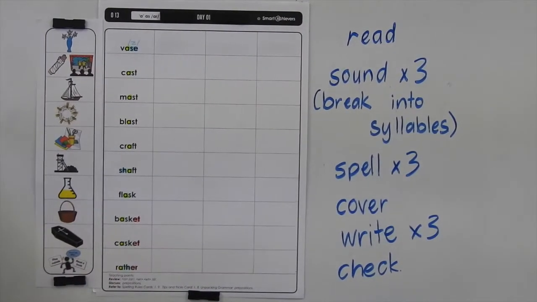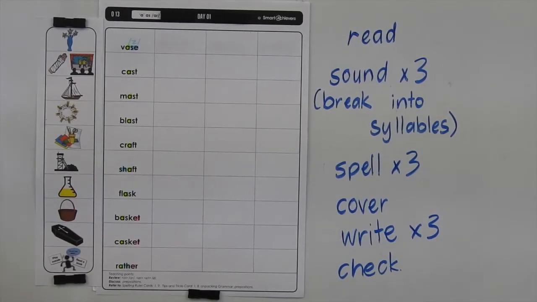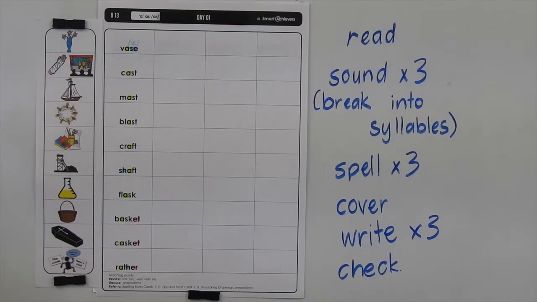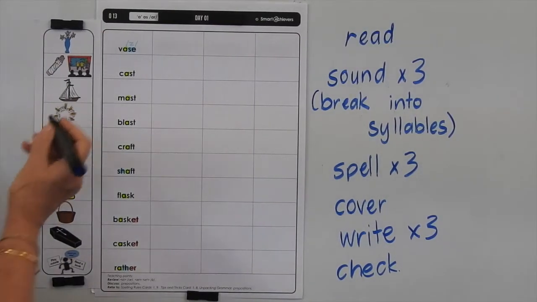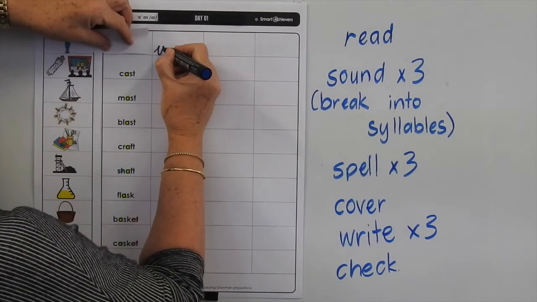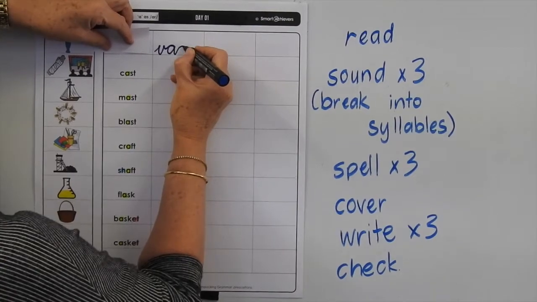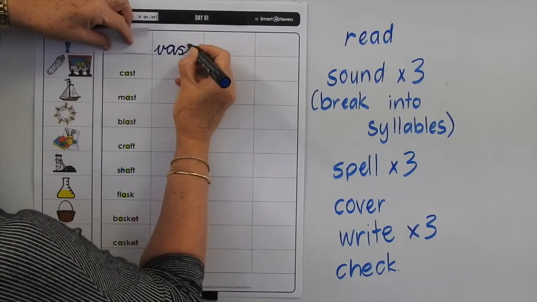Okay, let's go back and read the word, sound the word and spell the word. So we've got vase, V-A-S-E. Cover it. So you do your upstroke for the V, smile to go over for the A and back around, go over for the S and back around, and up for the E.